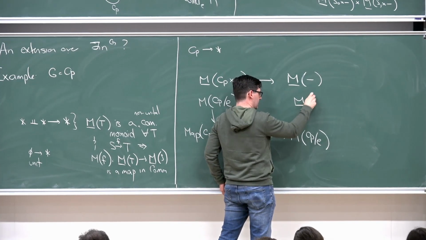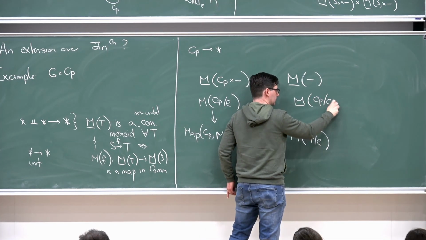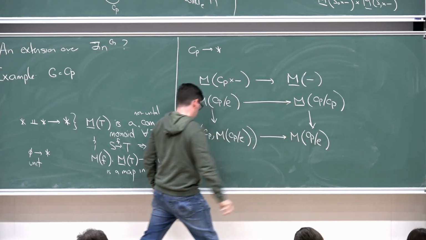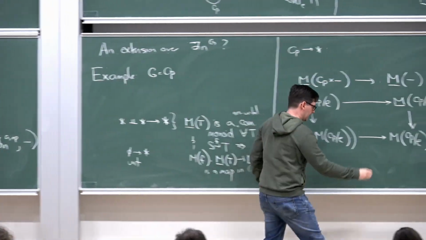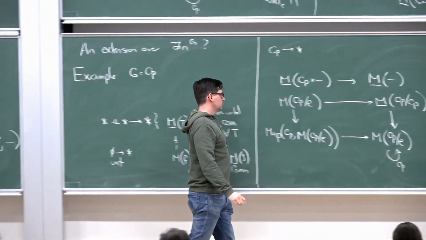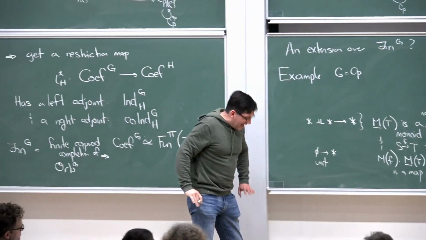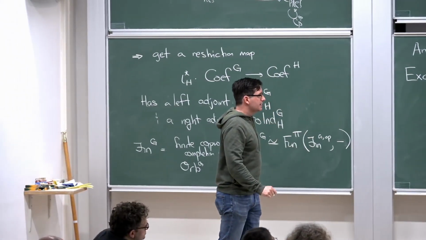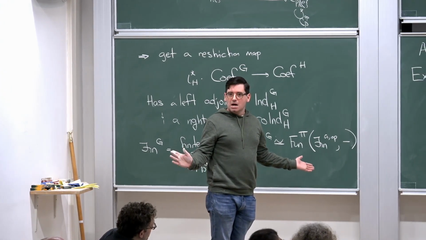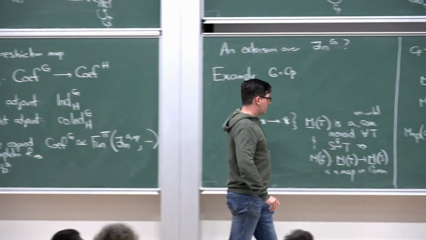And I have M of CP mod CP. So this is the data that I want to have. And I had my group action. So if I don't ask for any compatibility, then this is just what it is. It's like I get to choose this arbitrarily. But I don't want to do that. I want to add some compatibility conditions.